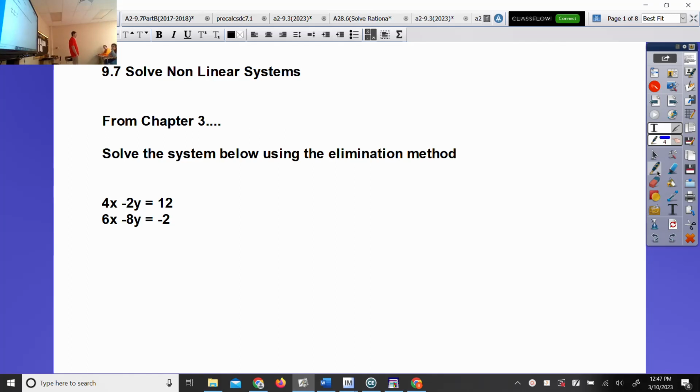Solve the system below using the elimination method. That's where you multiply one or both equations by some number, and you either add or subtract and something disappears.